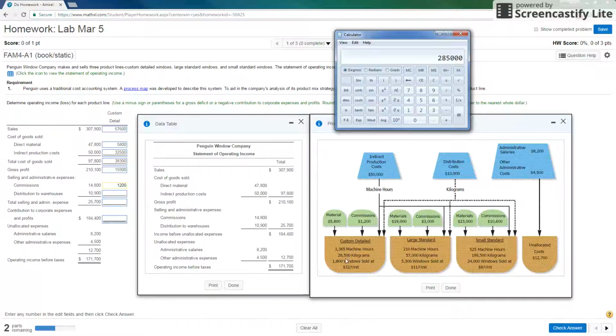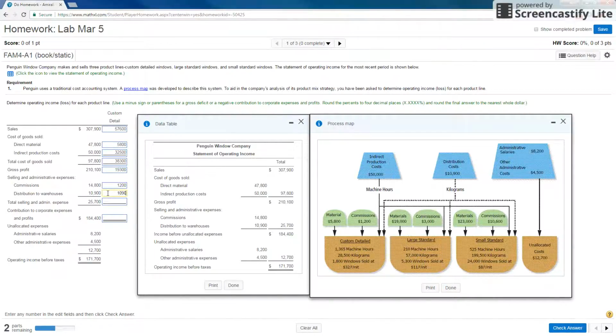And since the number is so small, we can do something else. First of all, I will see what percentage of this number I use in the first product. So 28,500 divided by the 285,000 that I got. So 10% is used in the first product. So 10% of this cost would be my indirect distribution cost. So it will be 1,090. Now the summation of these two numbers is 2,290.